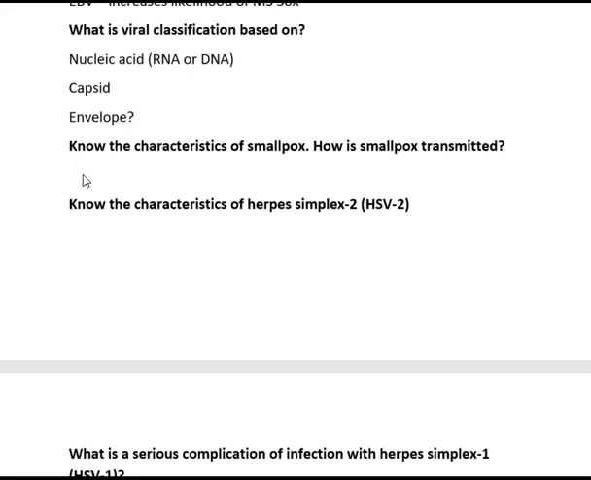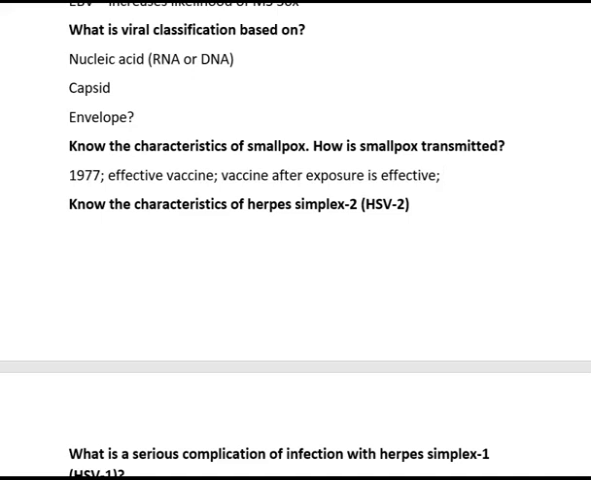Right, know the characteristics of smallpox. What do I want you to know about smallpox? Well, I want you to remember that the last naturally occurring case was in 1977. We do have an effective vaccine. That's the whole reason why we don't see smallpox anymore, is because we eradicated it through vaccination. The vaccine itself is effective even if given in the first few days after exposure. So vaccine after exposure is effective.